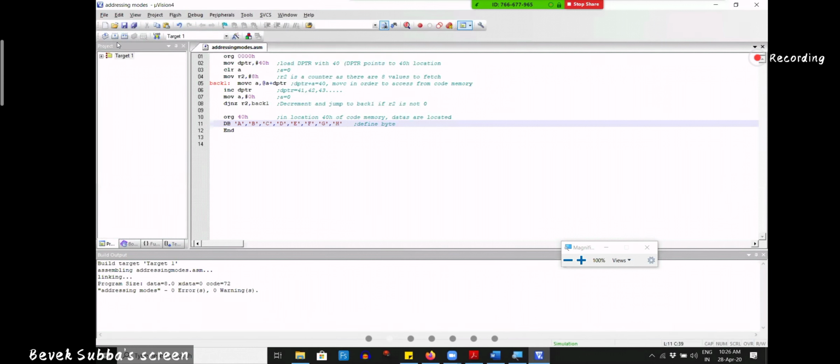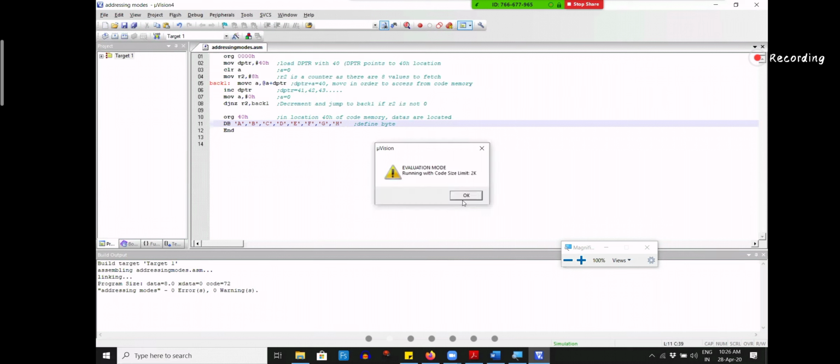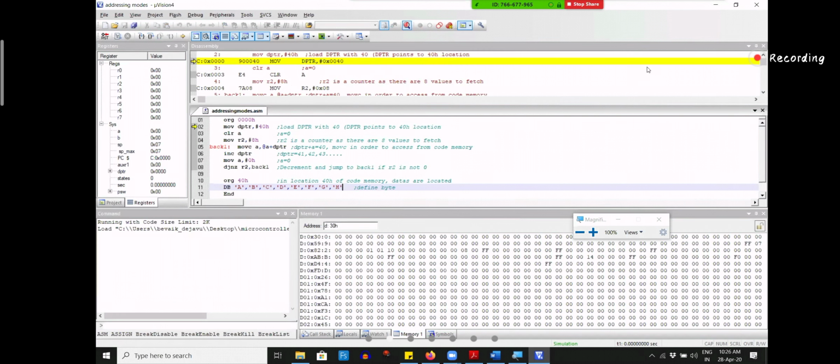So 0 errors, 0 warnings. Let's go to the program. Okay, so when I come to this program, now see this very carefully and attentively.